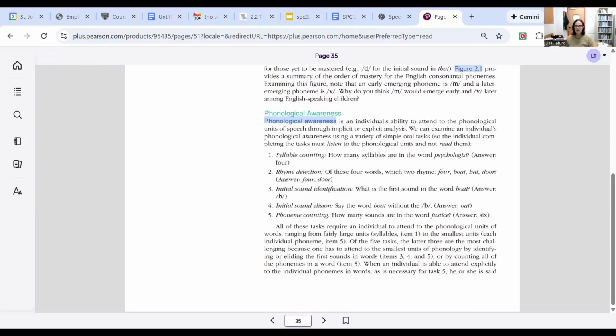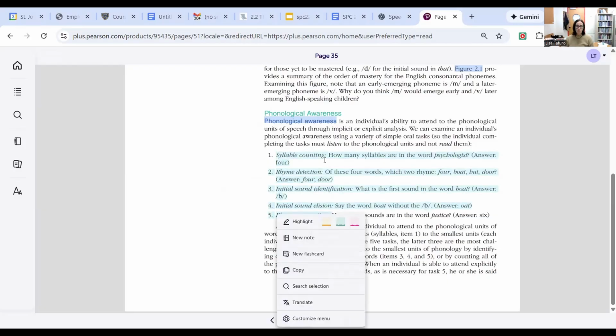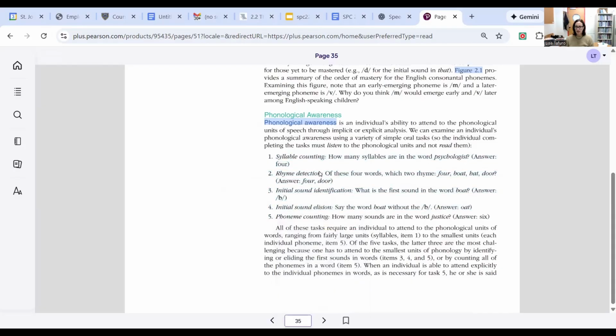So here are some of the things that children do that's considered phonological awareness. When they can count syllables, when they can detect rhymes, when they can tell you what the first sound of a word is, right? This is really the difficulties progressing here from easier to more difficult.